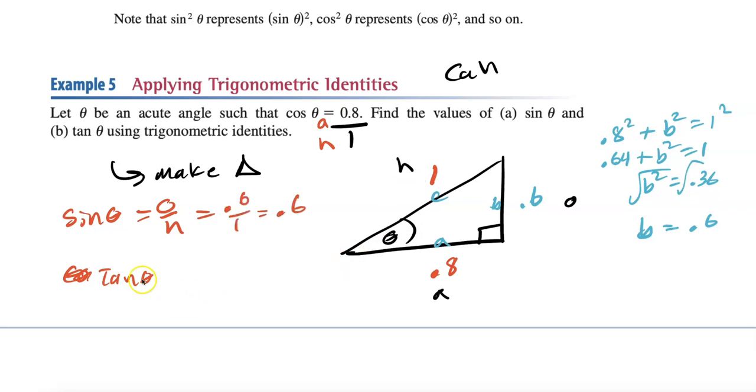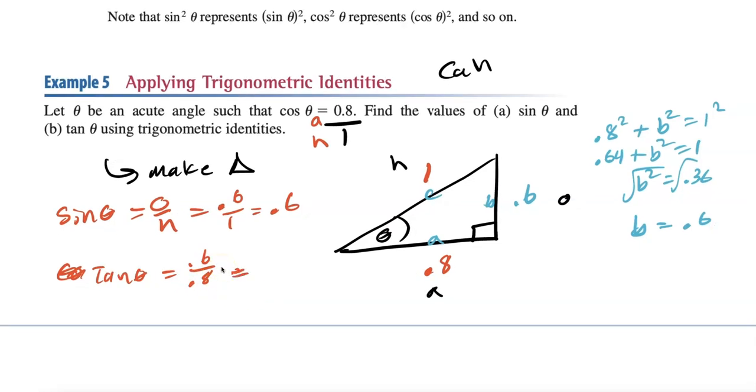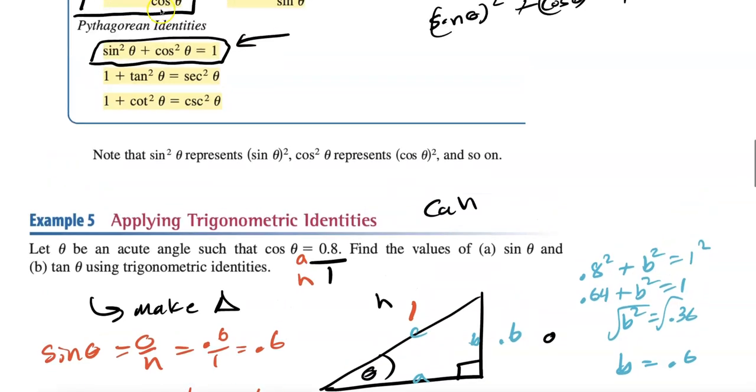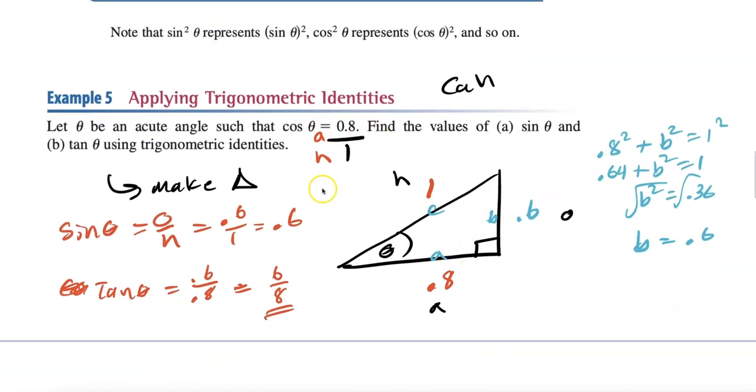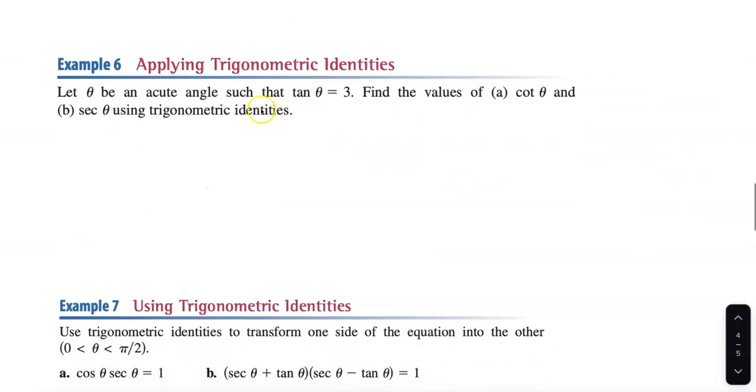What is tan? TOA. Opposite over adjacent, so 0.6 over 0.8. Once you have two decimals in the same spot, you just drop them. Like times everything by 10, I guess, and you get 6 over 8, or 3/4. So that's how you use it. Again, some people like to use the identities. I like to just make a triangle and then fill it in where it's supposed to go. So let's do another one real quick. Let an acute angle be such that tan equals 3, and let's find cotan and secant. So we've got to find cotan and secant. Oops.